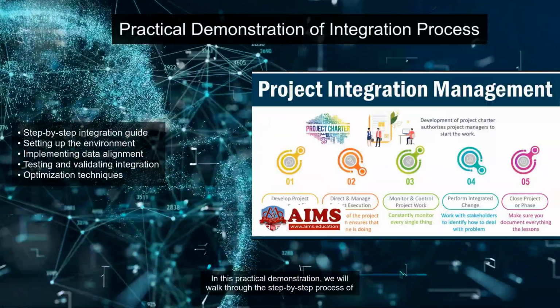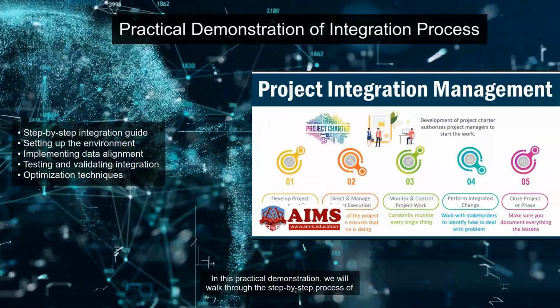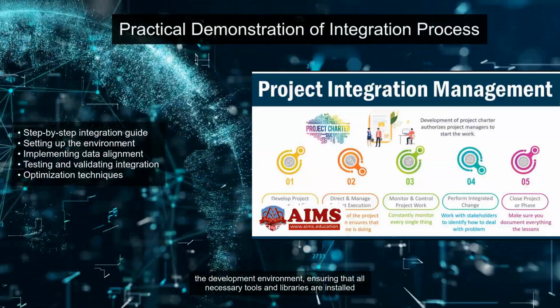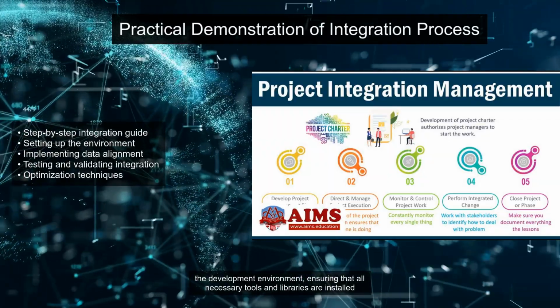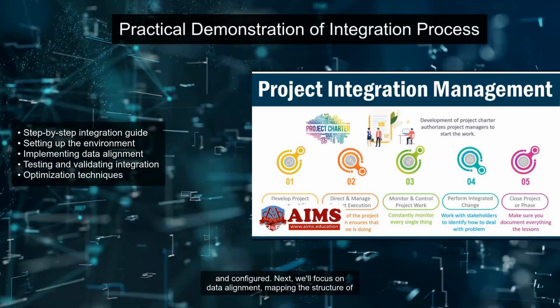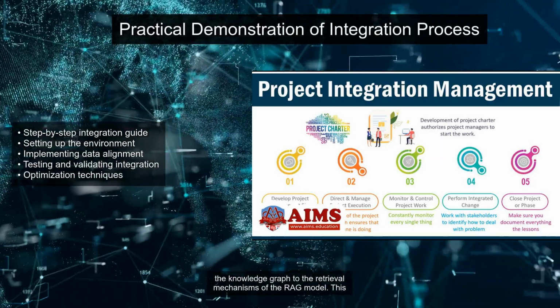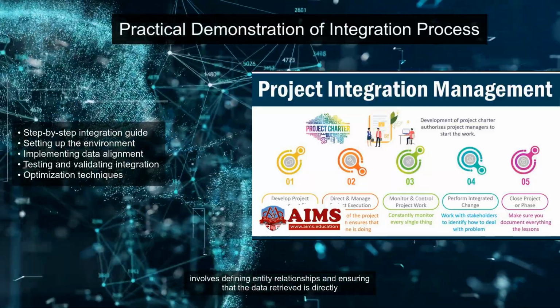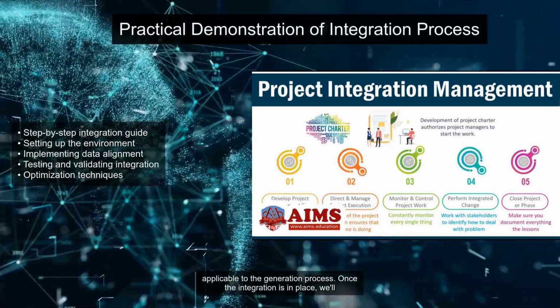In this practical demonstration, we will walk through the step-by-step process of integrating a knowledge graph with a RAG model. First, we'll set up the development environment, ensuring that all necessary tools and libraries are installed and configured. Next, we'll focus on data alignment, mapping the structure of the knowledge graph to the retrieval mechanisms of the RAG model. This involves defining entity relationships and ensuring that the data retrieved is directly applicable to the generation process.